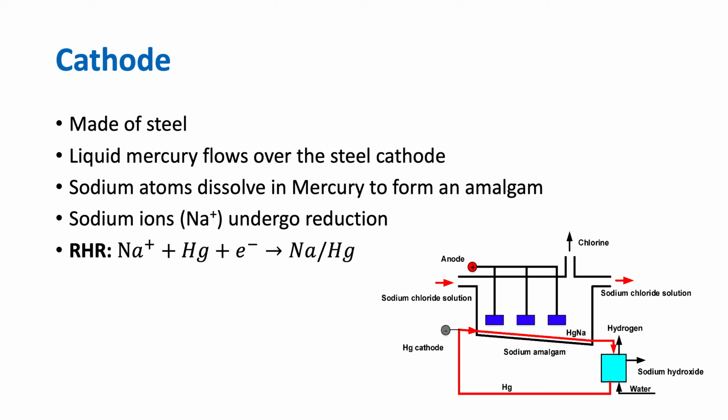Our negatively charged cathode is made of steel, and liquid mercury flows over this steel cathode. Sodium atoms dissolve in mercury to form an amalgam, and your sodium ions undergo reduction at the cathode. Your reduction half reaction is here as follows.